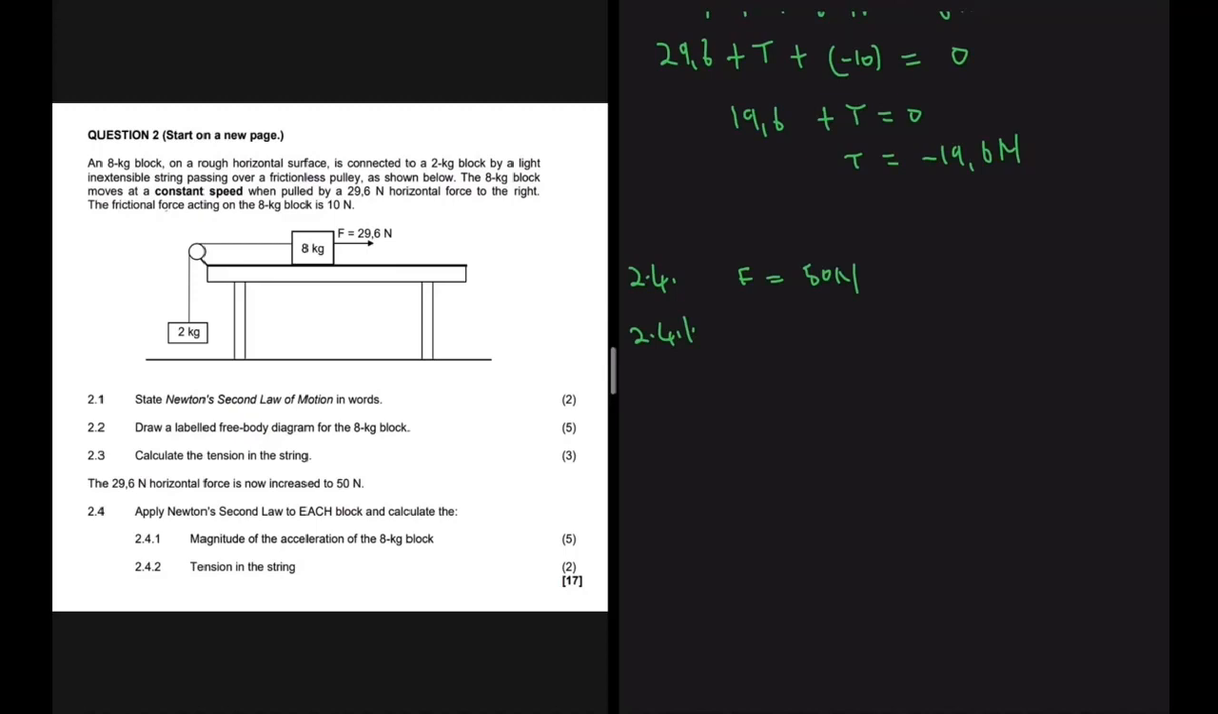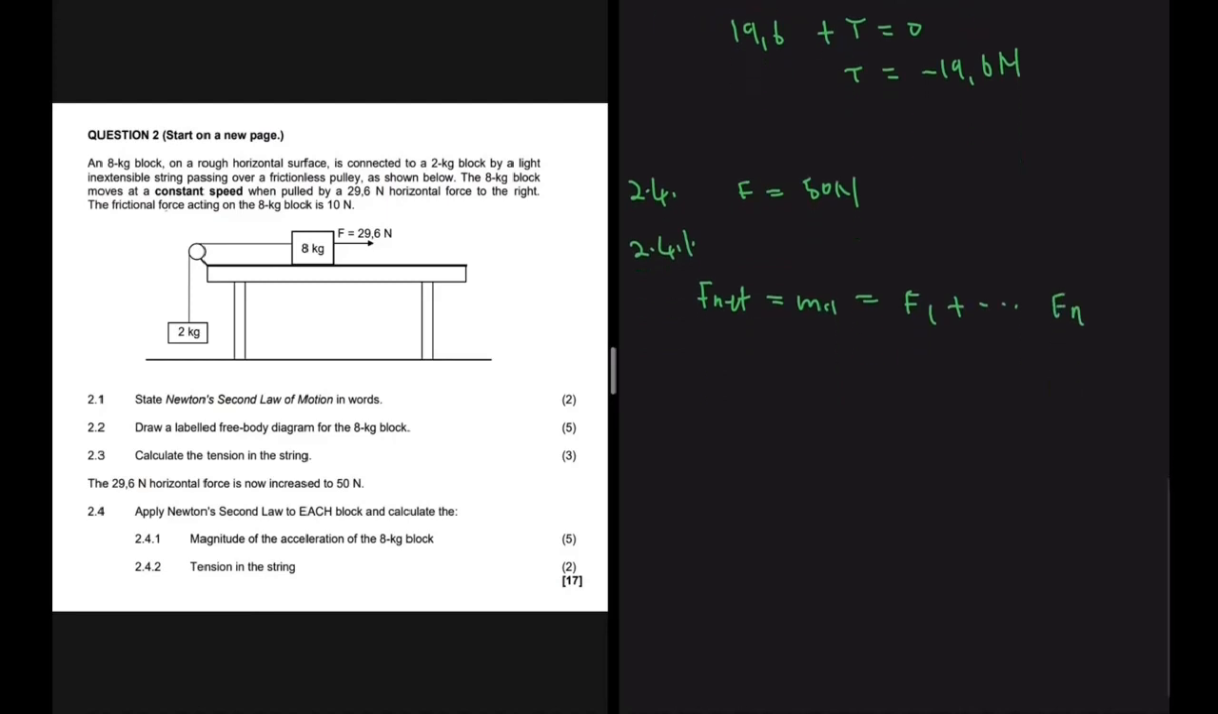But then let's start with the 8 kg block. So the 8 kg block, we're sticking to the basics. We know that F net equals MA. This is equal to the sum of all the forces acting on the object, so from F1 to some Fn, n being any number of forces we have. So F1, the force being applied, 15 Newton. There we have it. And then we have tension opposing.